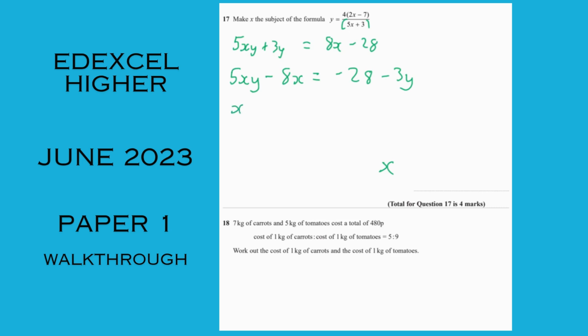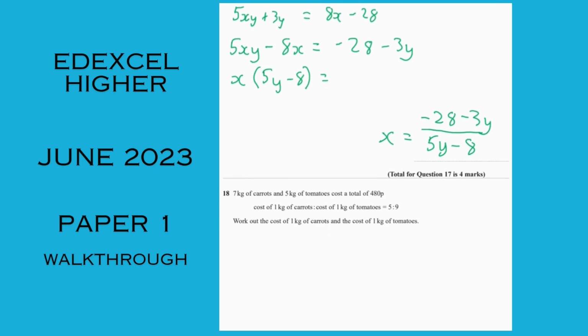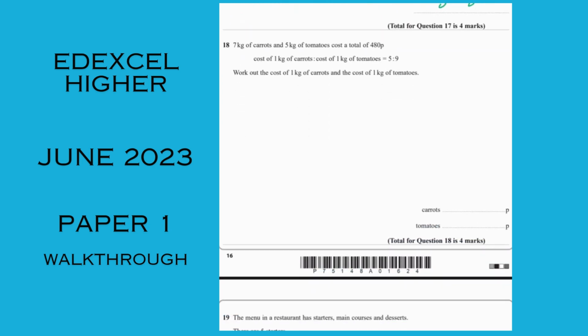So take the x out, 5y minus 8, and we're there, because the formula we're looking for will have the minus 28 minus 3y on top, and it will have the 5y minus 8, the brackets, on the bottom. On we go. Number 18 doesn't look like your standard simultaneous equations, but that's what it is.